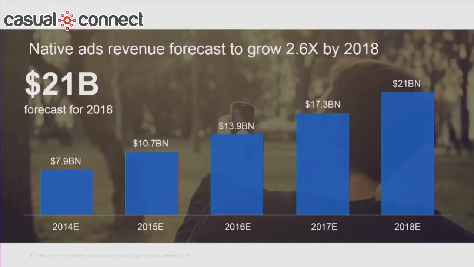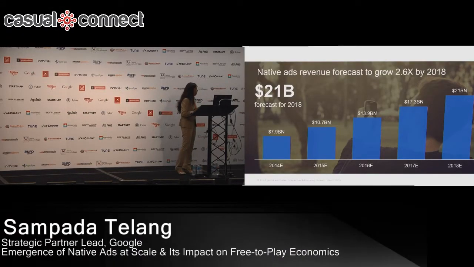Now, because of the scale that this concept brings, it's been embraced by both advertisers and publishers in the industry. Based on what IAB and Business Insider put together, it seems that the native ads number is going to hit $10 billion this year and is expected to get to $21 billion by 2018. And this number includes not only the custom work that goes into creating custom brand experiences, but also scaled native that I just talked about.